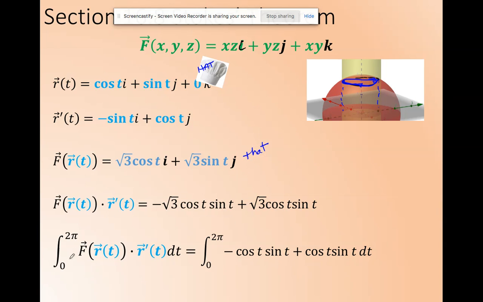So certainly going around once is 0 to 2 pi for my t's. But notice what happens when I factored out my root 3, so it's out here. Notice what happens to my integrand. That cancels out, so you're multiplying root 3 times an integrand of 0. And you integrate nothing, you got nothing. 0 to 2 pi of nothing, times root 3, is nothing.